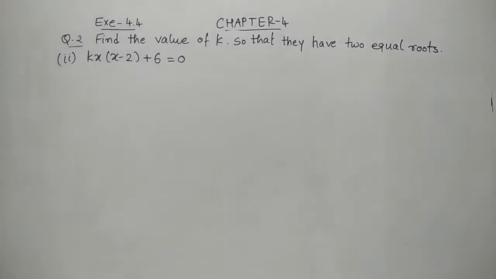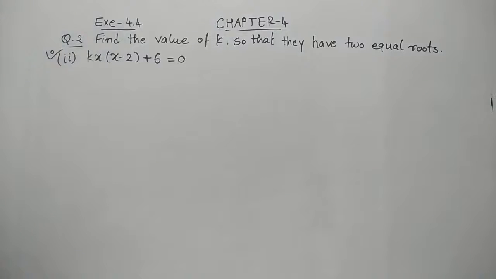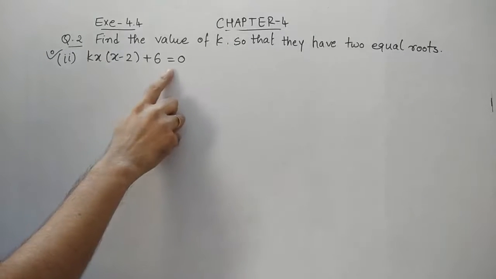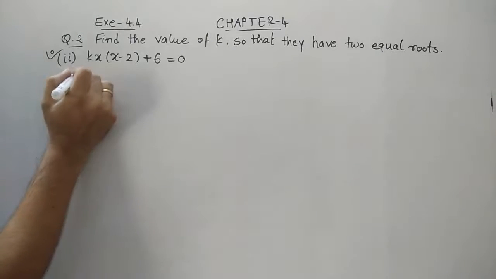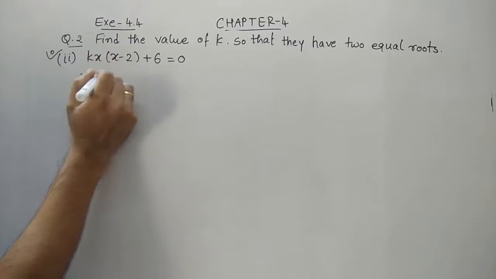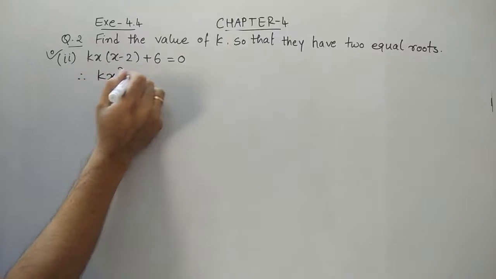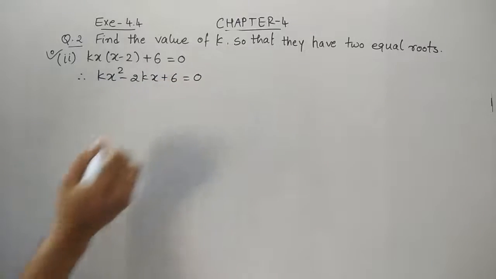Let us see one more question of the same type, but this is more important than the previous one. Why is it important? Look at the equation given. It is not given in the standard form. So first we need to convert this into the standard form by multiplying kx with both the terms. So we will get kx square minus 2kx plus 6 is equals to 0.